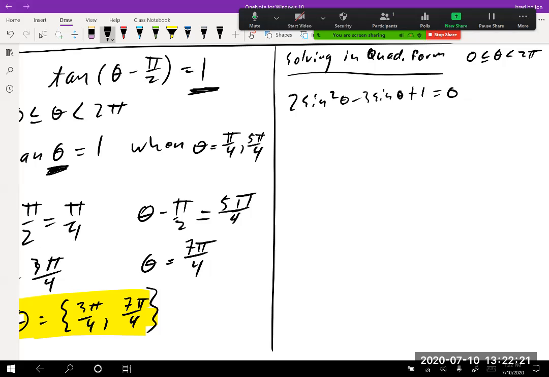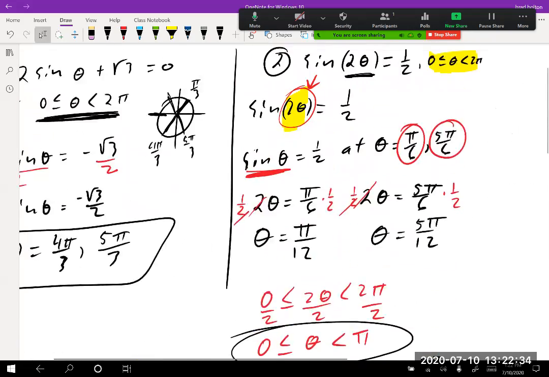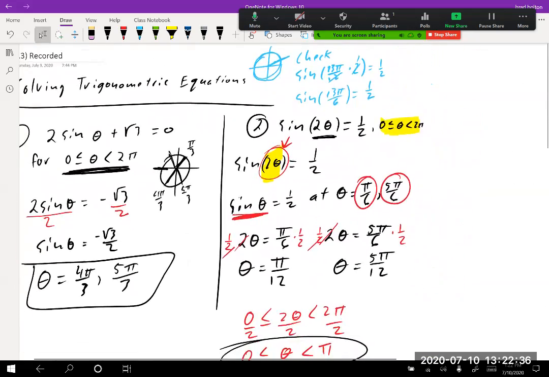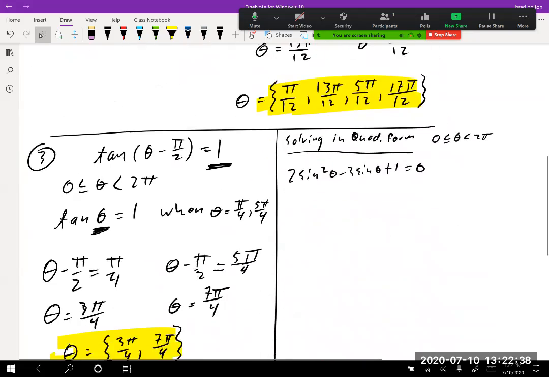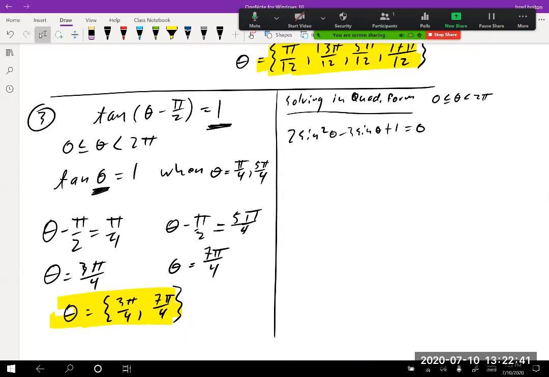Okay, so what we do is we say, well, this is a sine squared, this is a sine, and this is a 1. So we can't really do it how we did for these problems up here. So what we're going to do instead is try to factor this. Now, in your mind, pretend that this is just u squared and this is just u. So this would be 2u squared minus 3u plus 1 equals 0.